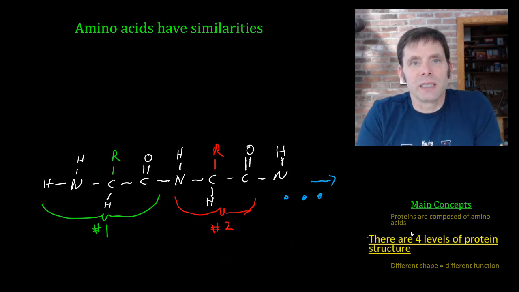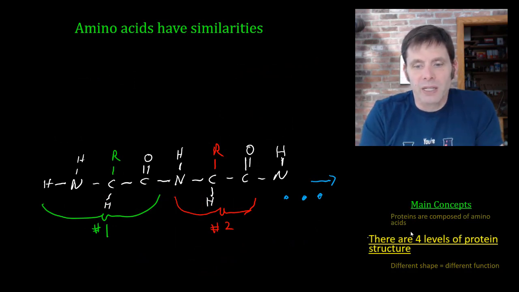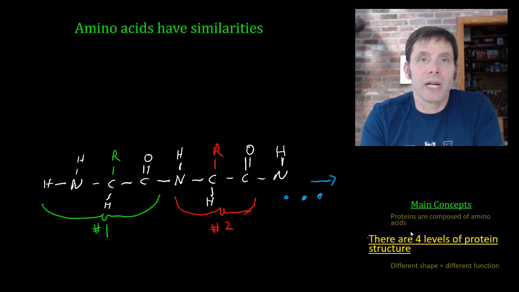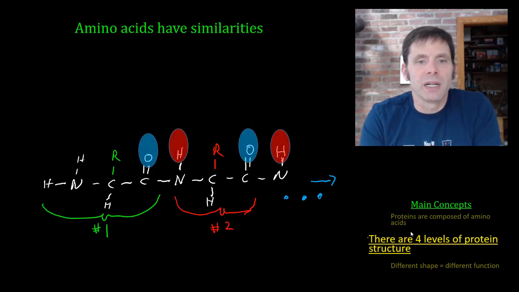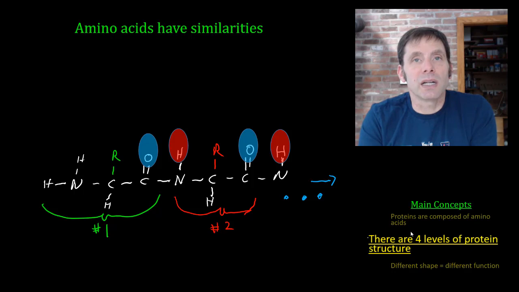So let's look now at the shapes of proteins. This is the same diagram we had before of 2 amino acids joined by a peptide bond. And you'll notice that there are hydrogens and oxygens that are common to every peptide bond. The hydrogens will be partially positive and the oxygens partially negative. So they're going to want to participate in hydrogen bonds, just like we've seen when we talked about water.